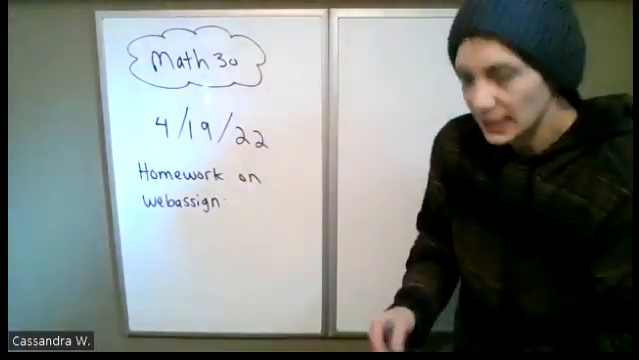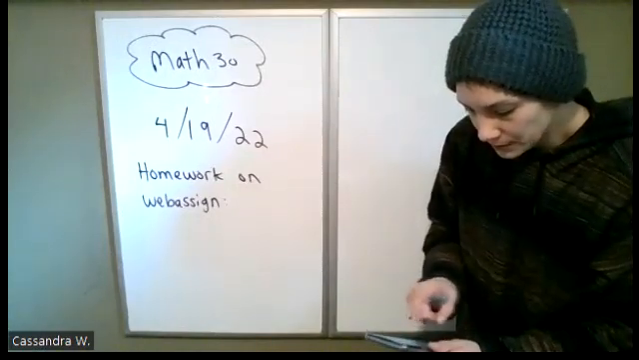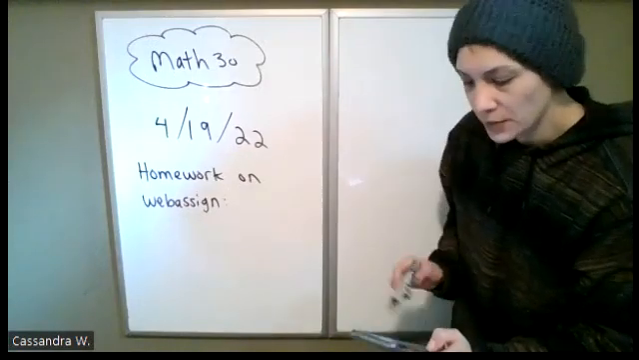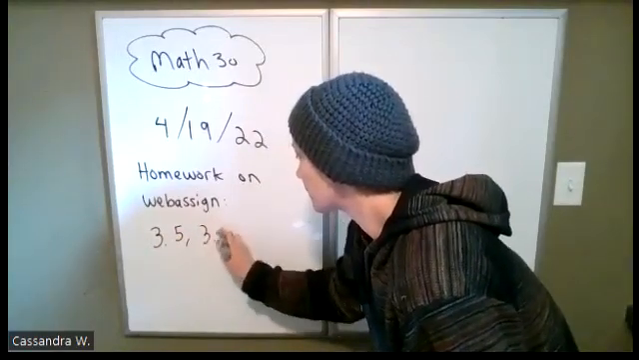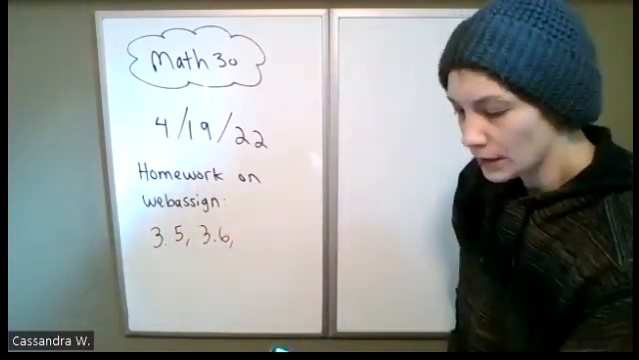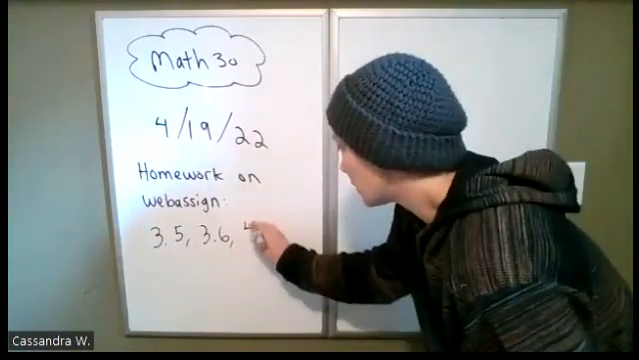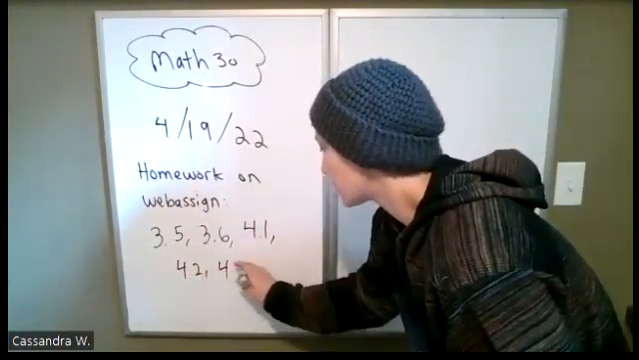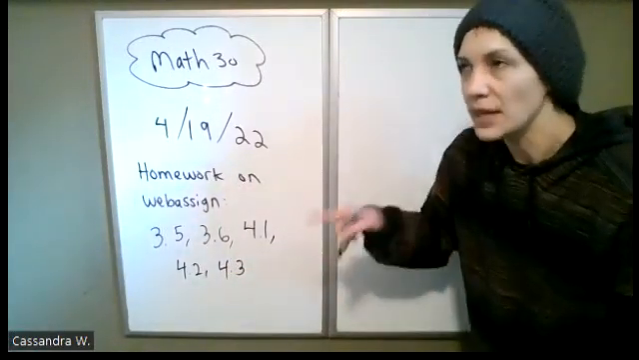I do want to list it out. I just want you to know exactly what needs to get done. So these sections are 3.5, 3.6. Then 4.1, 4.2, 4.3. It's due on Monday, May 2nd.